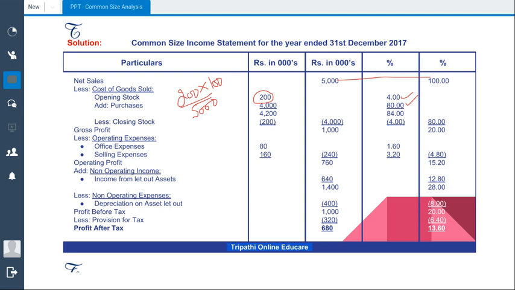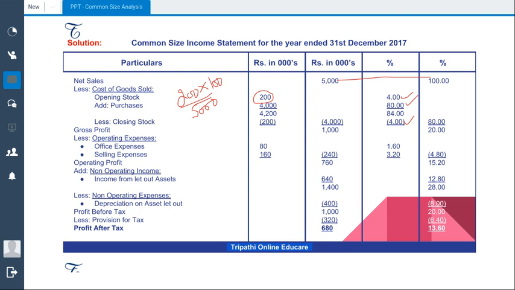Okay. Then if you talk about closing stock is 200. So again you will get 4%. So here we can analyze that closing stock is 4% of net sales. This is how we will have to do common size analysis. And right now we are doing the analysis of income statement, common size analysis of income statement.